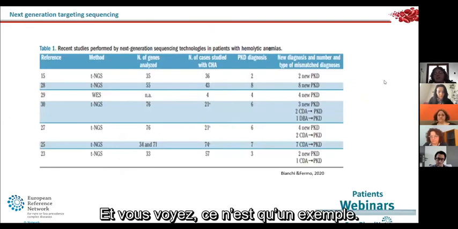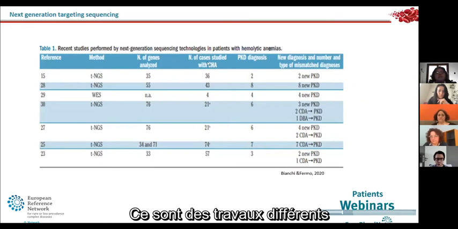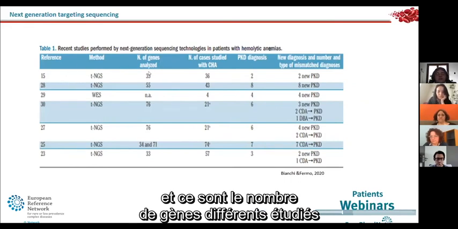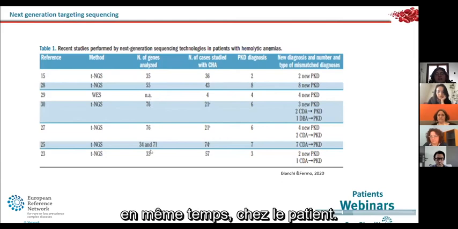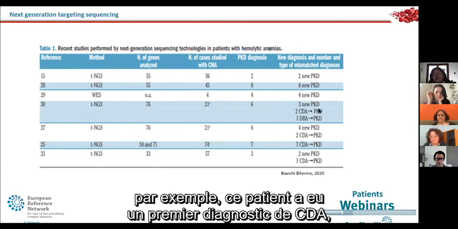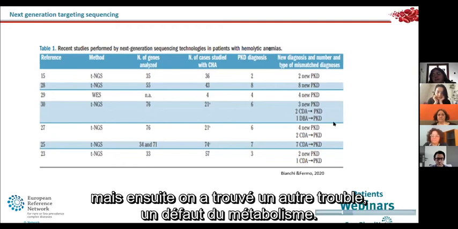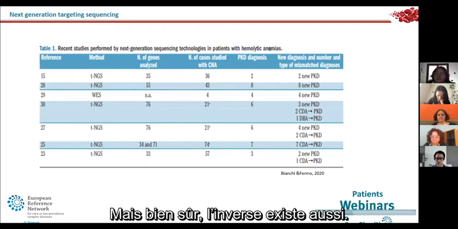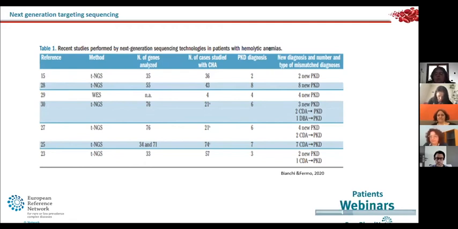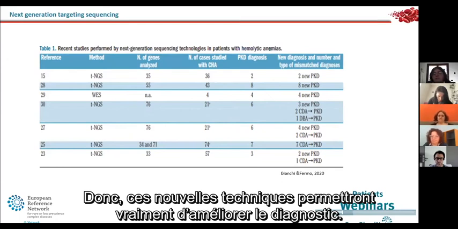And look at this. This is just an example. These are different works, and these are the numbers of genes studied at the same time in the patients. And look here, for example, this patient had an initial diagnosis of CDA, but then was recognized as having another disorder, a defect of metabolism. But of course, the opposite condition also happens. So these new techniques really will improve the diagnosis.